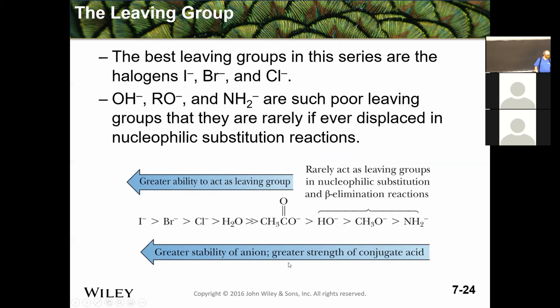Leaving groups. Leaving groups can and do affect the rates of both types of mechanisms, since in both cases the leaving group leaves in the rate determining step. In the case of SN2, there's just one step.